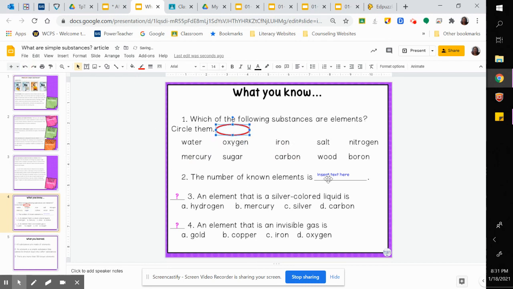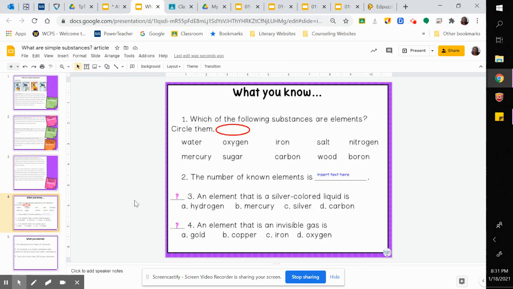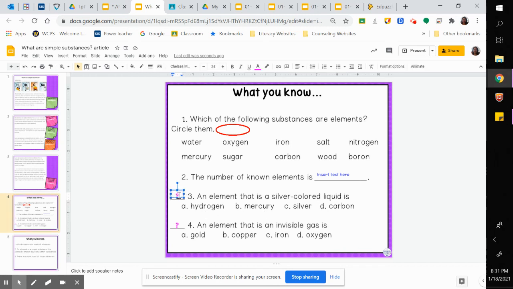Here it says the number of known elements. How many elements are there? Put it in the text box there. Number 3, an element that is a silver-colored liquid. That's the one we just read about on the last page, right? It starts with an M. Put the letter answer in here. And number 4, an element that is an invisible gas. Come up with that one, and then put that here. Put the letter. Is it A, B, C, or D? Put the letter on the line.